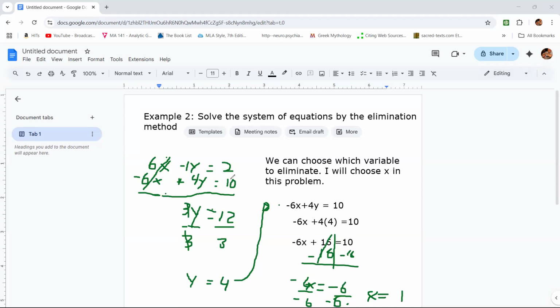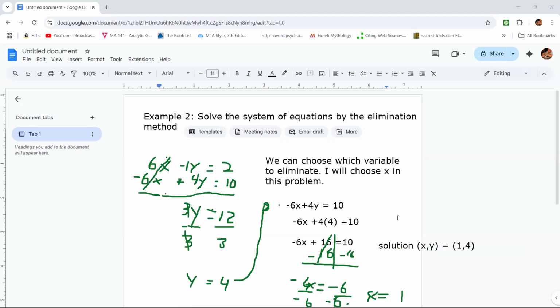My solution here is always in the form x, y, so my solution, which is in the form x, y, equals 1, 4. 1, 4 is my solution.